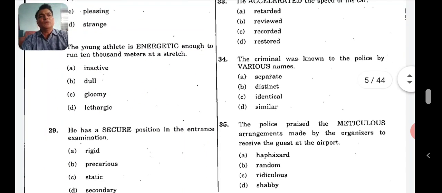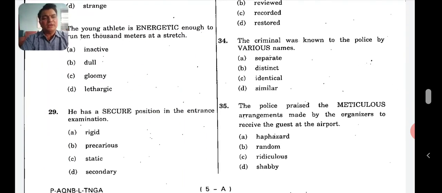34th one. The criminal was known to the police by various names. Various names, different names. And what will be the antonym of various? Identical, alike. So now here it is very confusing, similar and identical. But the most appropriate will be identical here. That will be the antonym of various.